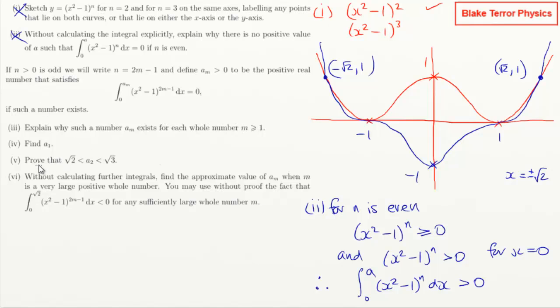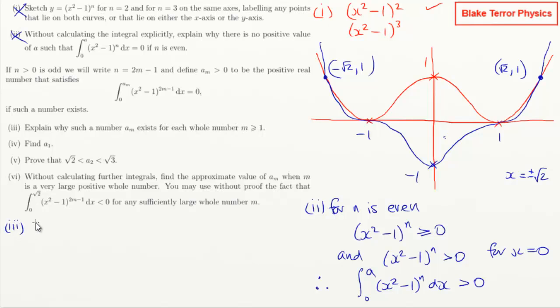Then if n greater than 0 is odd, we'll write that n is 2m minus 1, and define a_m greater than 0 to be the positive real number that satisfies that. Right, so we've got the same integral, but this time it can equal 0, because at least if we've got an odd n, we've got some negative area down there. Explain why a number a_m exists for each whole number m greater than or equal to 1, so each odd n.